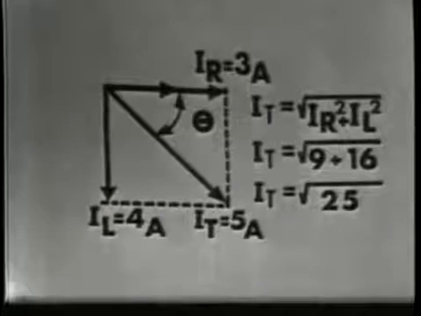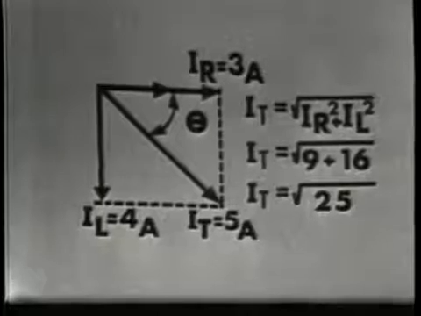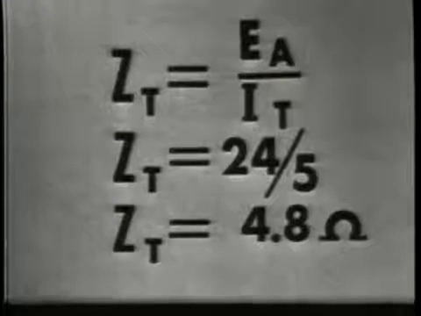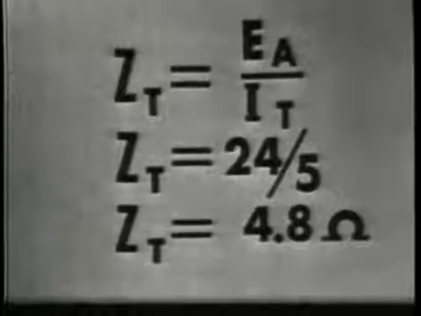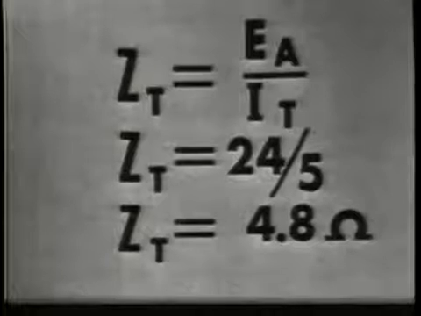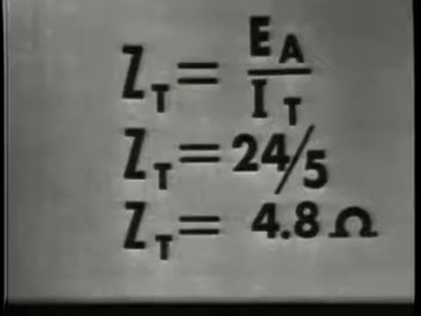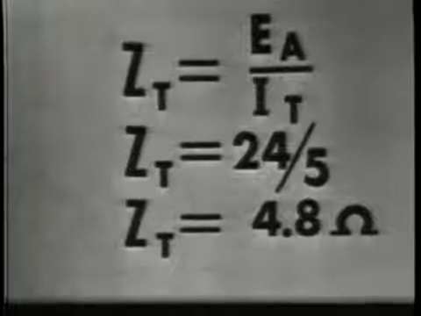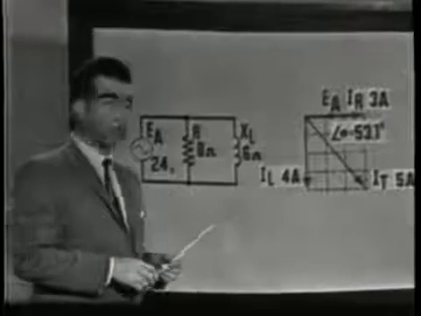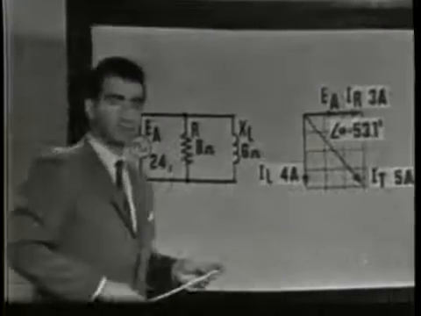Now, once total current is known, the total impedance of the circuit may be found simply by applying Ohm's law. ZT equals EA over IT, or 24 over 5. The total impedance is equal to 4.8 ohms, which you will note is less than the smallest impedance in the circuit.